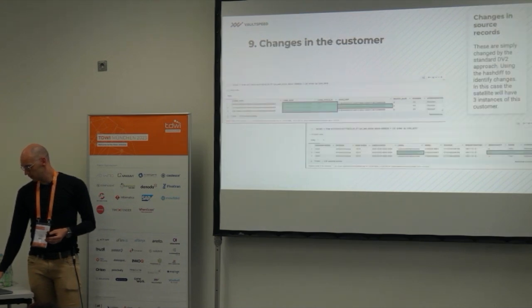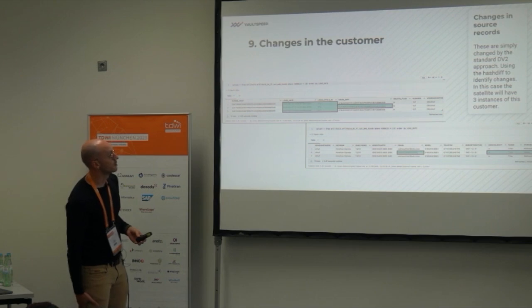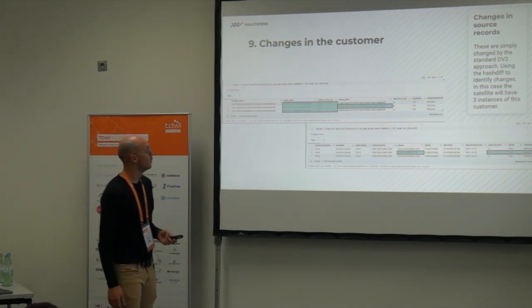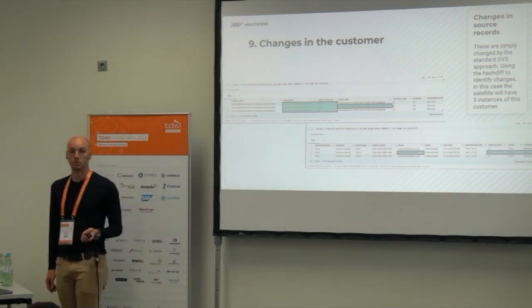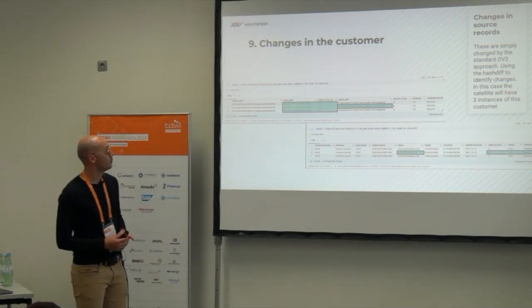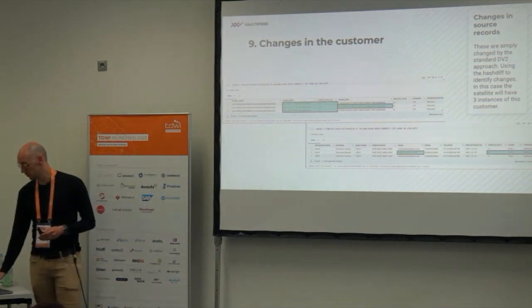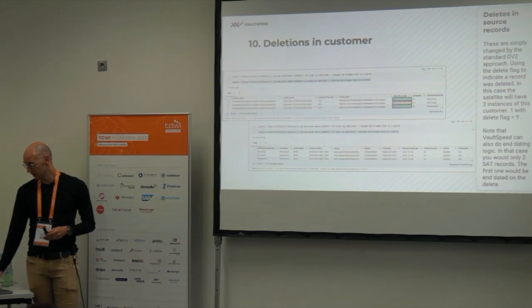Changes in the customer. This is a standard approach in Data Vault. So it's the hash diff that is being used to check whether a customer record changed or not. And then based on that, you get a new satellite record. That's standard Data Vault functionality that is, of course, part of VaultSpeed as well.